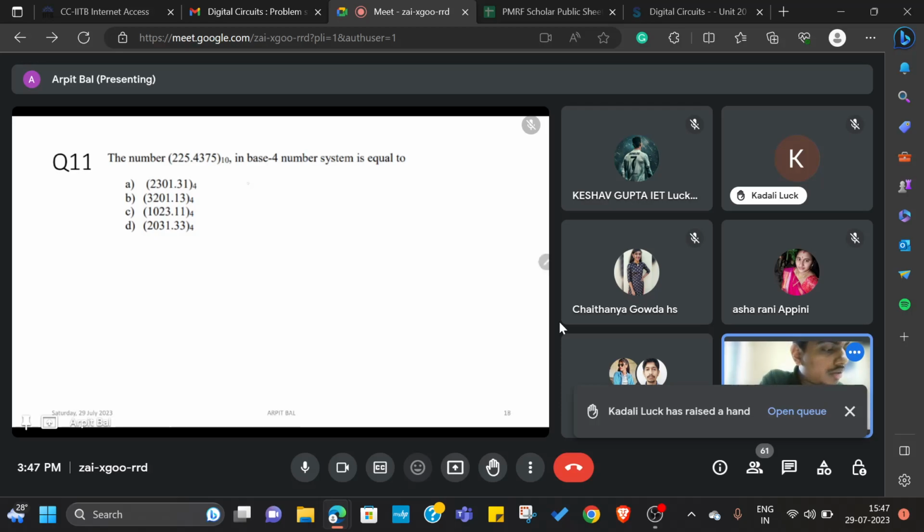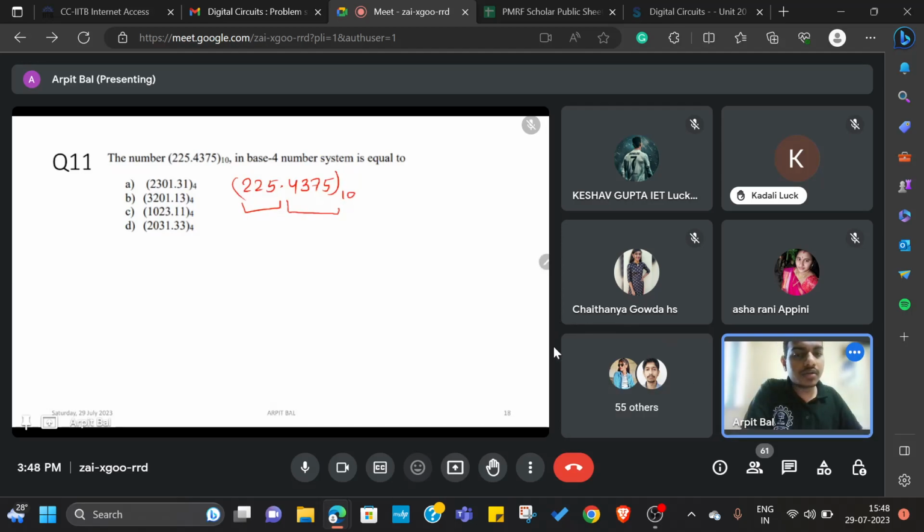So we are given this number 225.4375 in decimal, and we have to convert it in base 4 number system. Okay, so if we have to convert it in base 4 number system, then we again need to do the long division method for the integral part. And for the decimal part, what we need to do is a sort of multiplication. So let us separate it out. So we have 225 as the integer part, and the fractional part is 0.4375. Okay, so let's perform the long division with the integer part first.